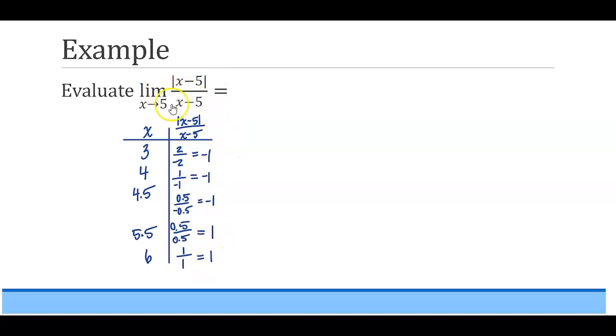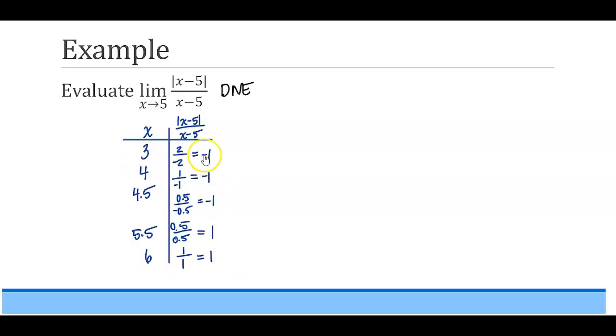So it appears that from the right side of 5, I get positive 1, but from the left side of 5, I get negative 1. They are not the same value from the left and from the right, so we would say that this limit does not exist.